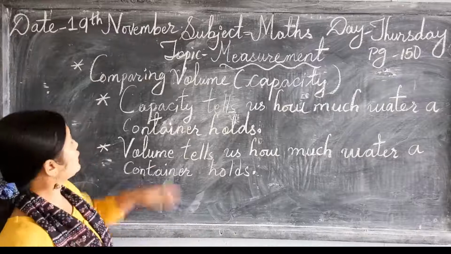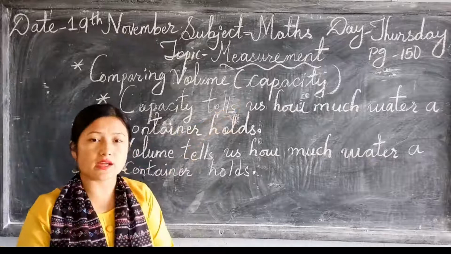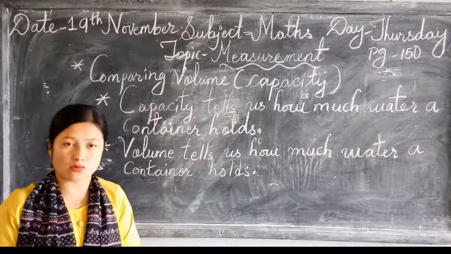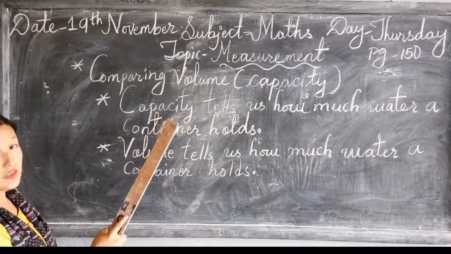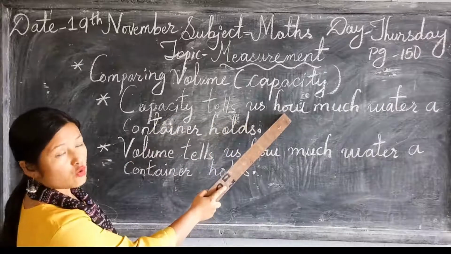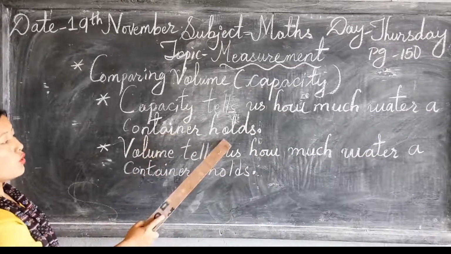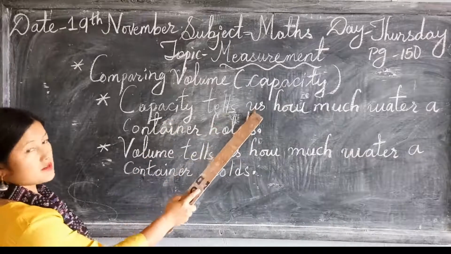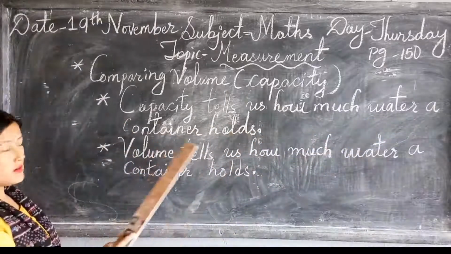Today we are going to learn comparing volume, and volume is also known as capacity. So we are going to learn comparing capacity. I have written some definitions here. You can look here: capacity tells us how much water a container holds. Once again, capacity tells us how much water a container holds.